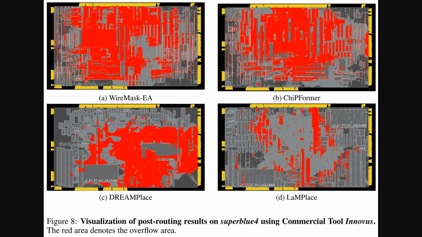These are essentially spots where the wiring has become too congested, and it's quite evident that LaMPlace, shown in panel D, has significantly less red, indicating much better routing and reduced congestion compared to the other methods. This really drives home its practical benefits.